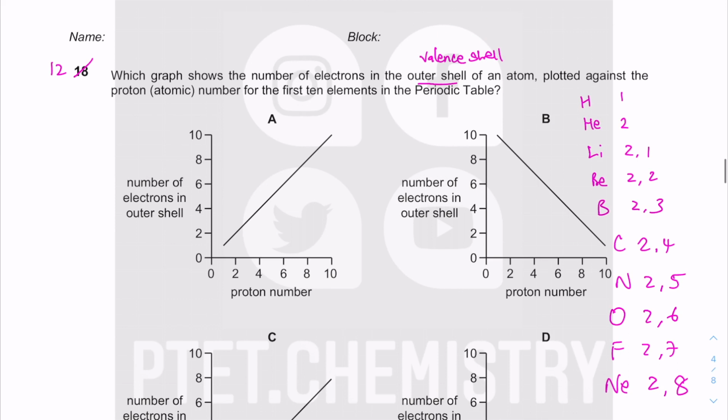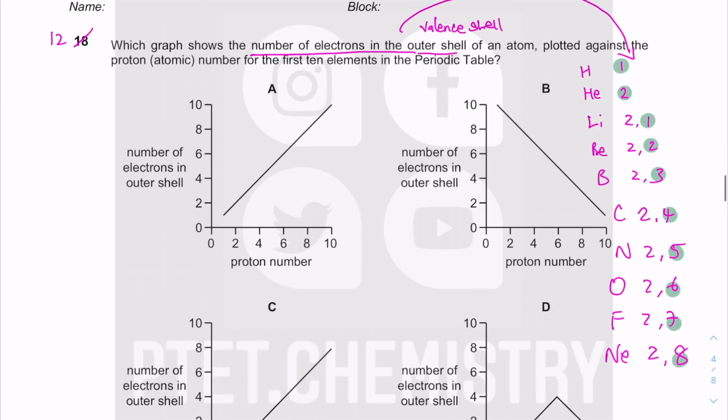What do we want? We want the number of electrons in the outermost shell. So what are we looking at? We are looking at the number of electrons in the outermost shell. So read the question. The number of electrons in the outermost shell is what I have highlighted here. 1 and 2. So it doesn't just go up. It goes up and then it goes down. So we are not looking at A. We are definitely not looking at B, because it keeps on going up.